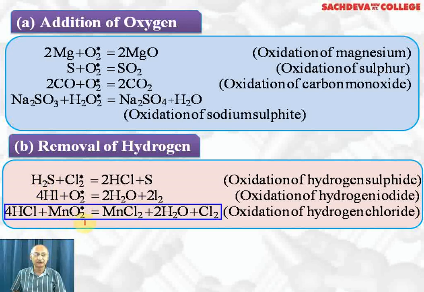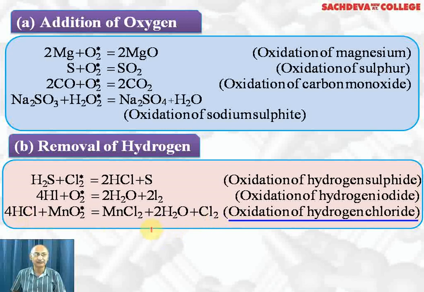4HCl plus MnO2 gives you MnCl2 plus 2 water plus Cl2. Here HCl is getting oxidized by MnO2, which acts as an oxidizing agent. So removal of hydrogen is taking place to get chlorine. Therefore we call it oxidation of hydrogen chloride.